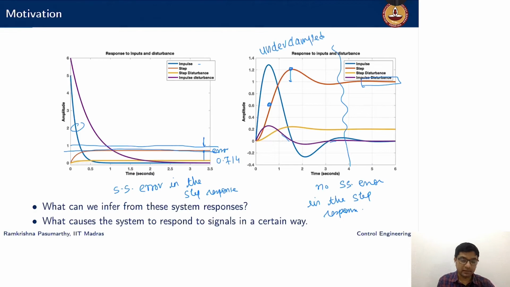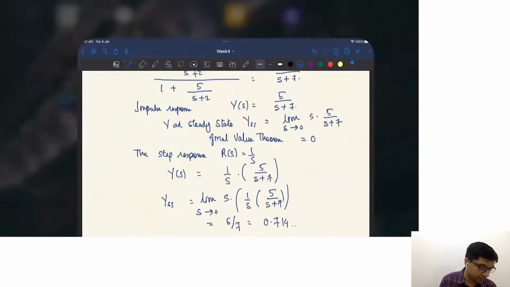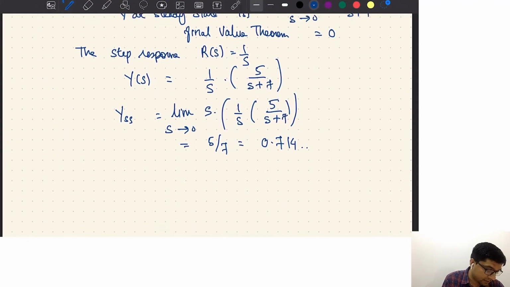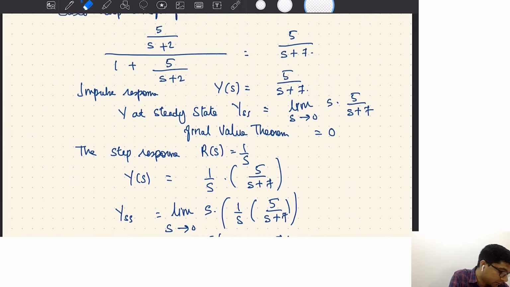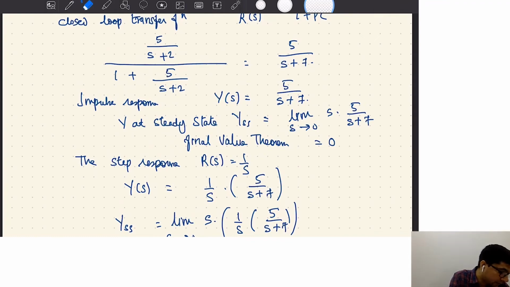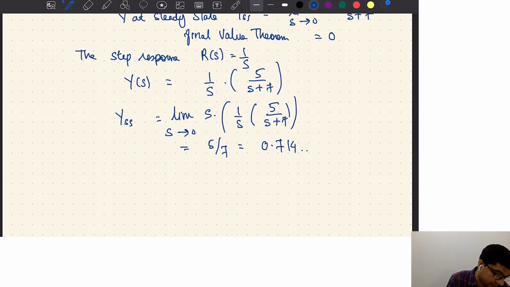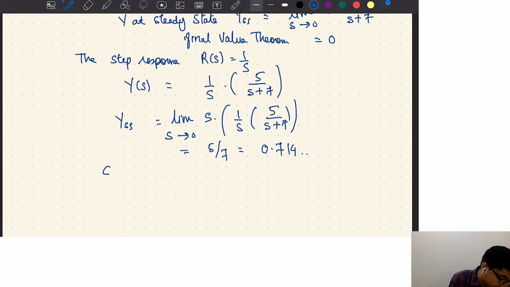Okay, now we see where the error comes from, right? And with this kind of plot, let me say now that I do a little modification and say that my C is now 5 over S. P remains as it is, 1 over S plus 2.